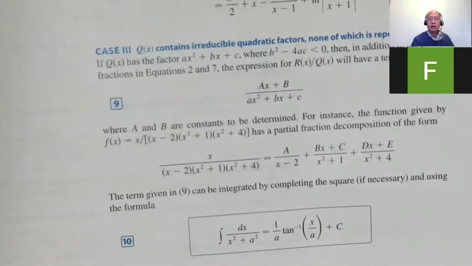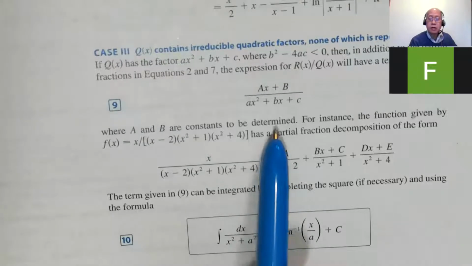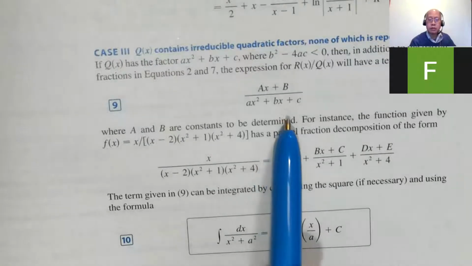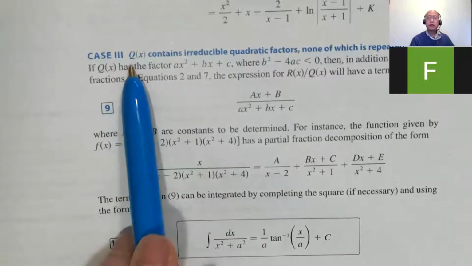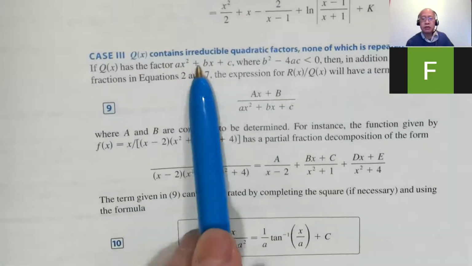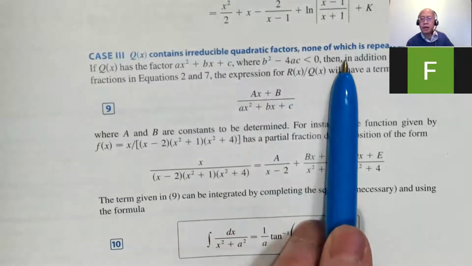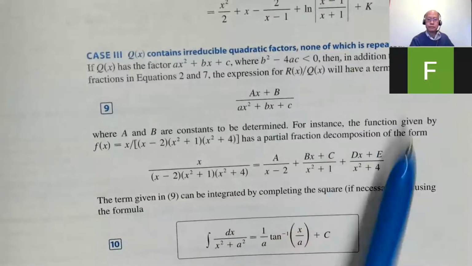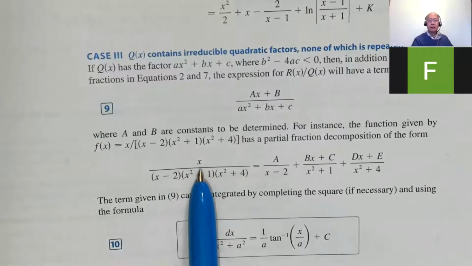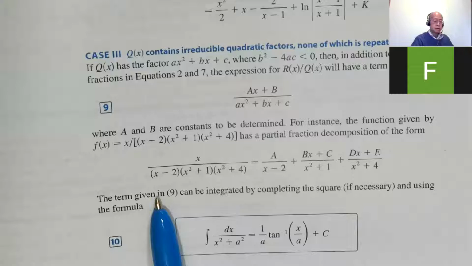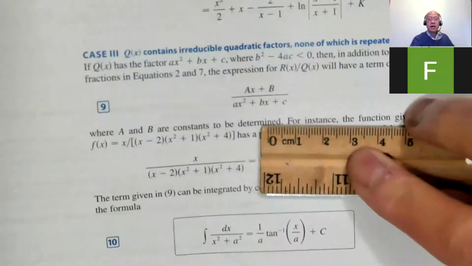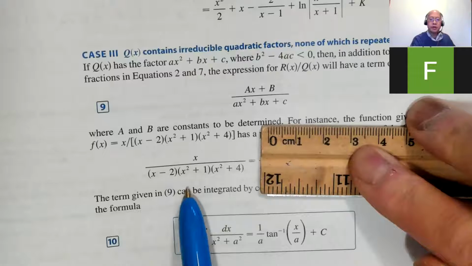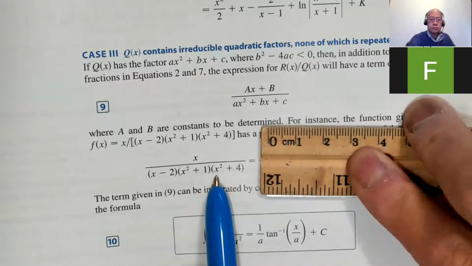Now we're tackling the case of, well, what happens if you have factors in the denominator which you can't break down anymore? So Q of X, the denominator, contains irreducible quadratic factors, none of which is repeated. Here's an example. Well, I've already shown you the answer, but pretend we don't see it. X over X minus 2, X squared plus 1, X squared plus 4.